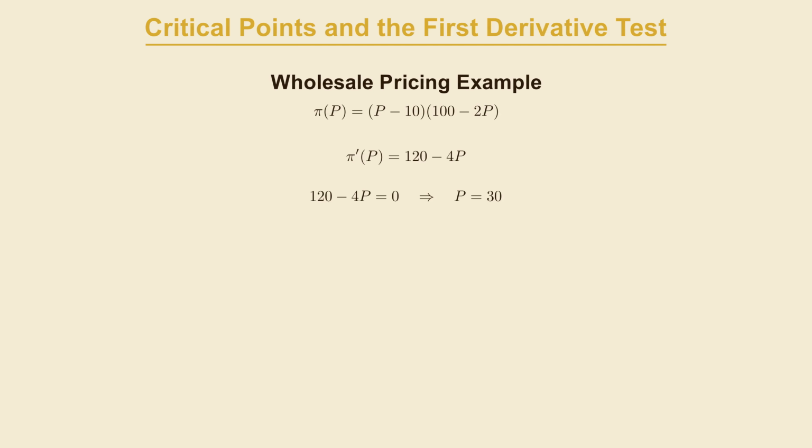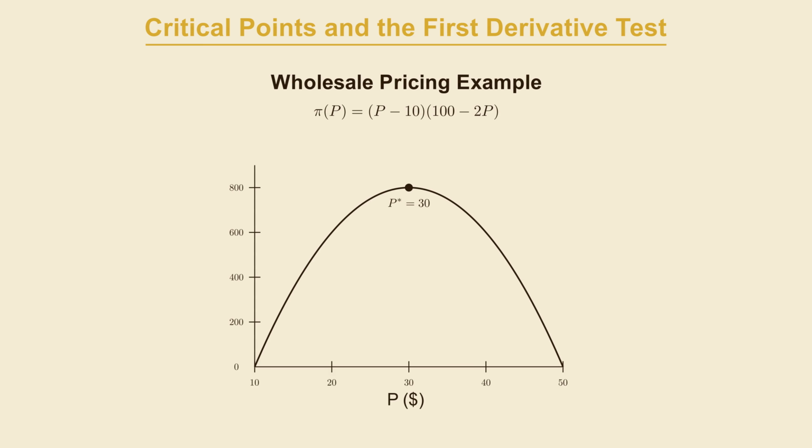That's our critical point. The profit function has exactly one place where the slope is flat, and it's at a price of $30 per unit. Step 2 is the first derivative test. We check the sign of the derivative on either side of 30.